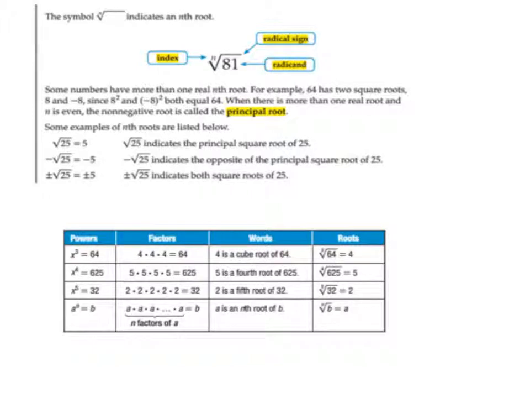Sometimes when you're doing a real-life application, you would reject the negative. For instance, if you were taking the square root of something that represented time or distance, well, you wouldn't have a negative time or distance, so you would just reject that root.